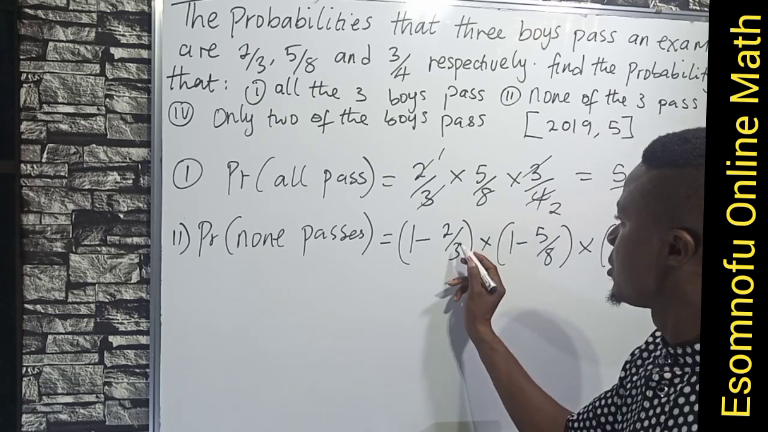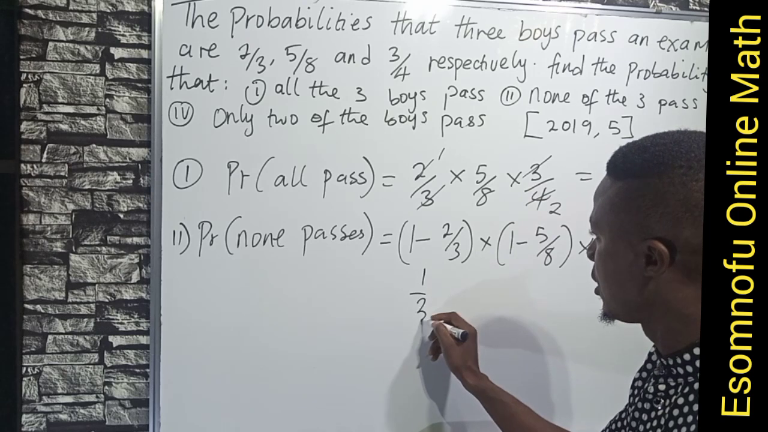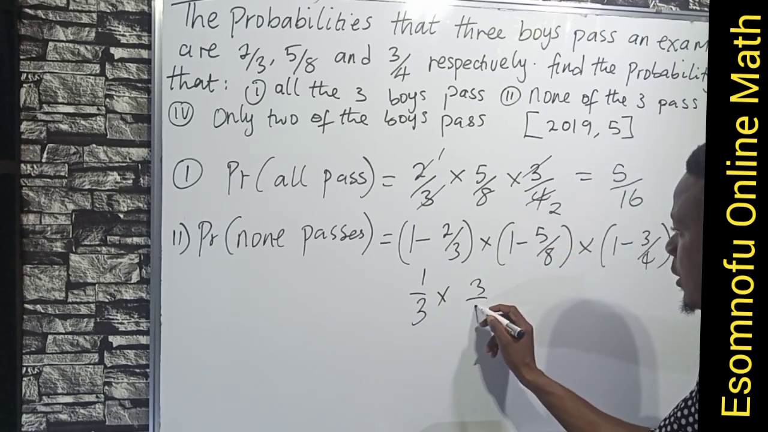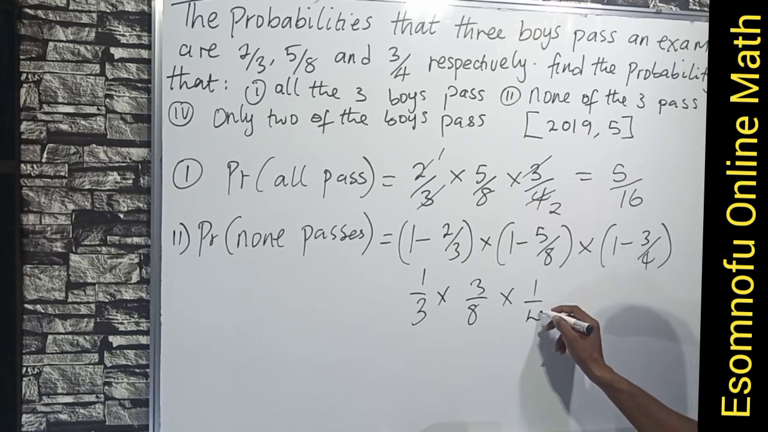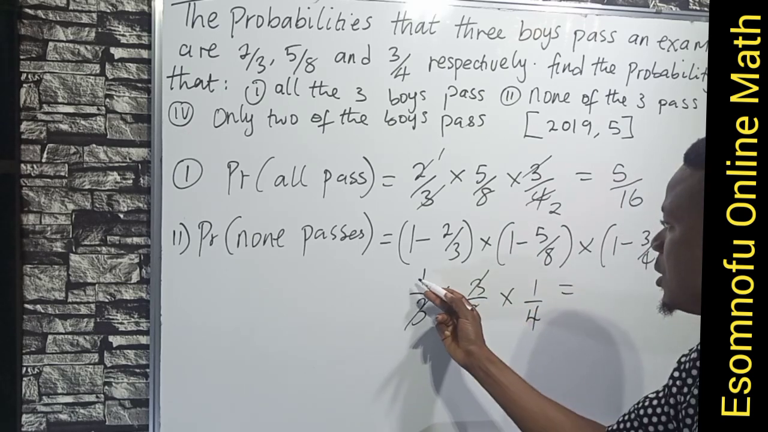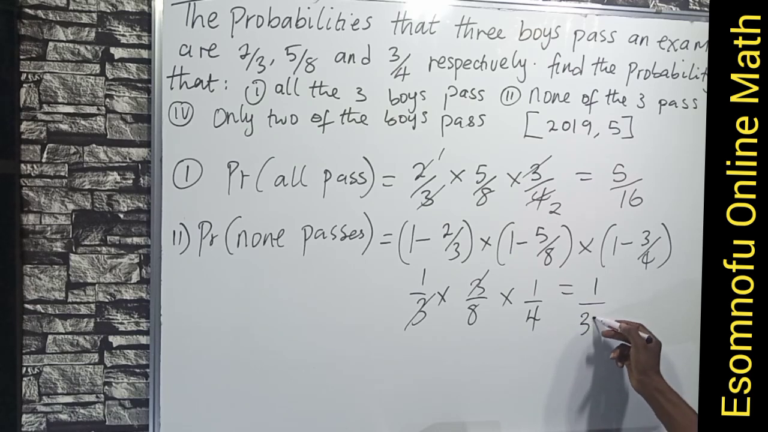Now, the short way of subtracting a fraction from 1 is just to call it 3 minus 2, which is 1/3, multiplied by 8 minus 5 is 3/8, multiplied by 4 minus 3 is 1 all over 4. Without wasting time, 3 will cancel 3. We are left with 1 times 1 is 1 all over 8 times 4 is 32. So the probability that none of them will pass is 1/32.